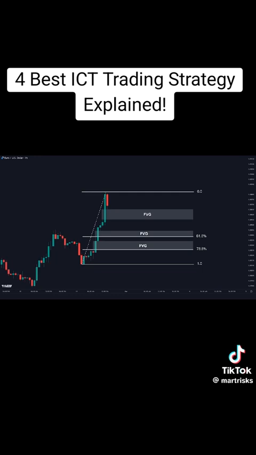A more conservative approach is to set our buy limit at the third fair value gap inside the OTZ. This reduces the risk of becoming a victim of liquidity traps. In summary, combining the optimal trading zone with fair value gaps helps us identify strong supply and demand areas, leading to high-quality trade setups.